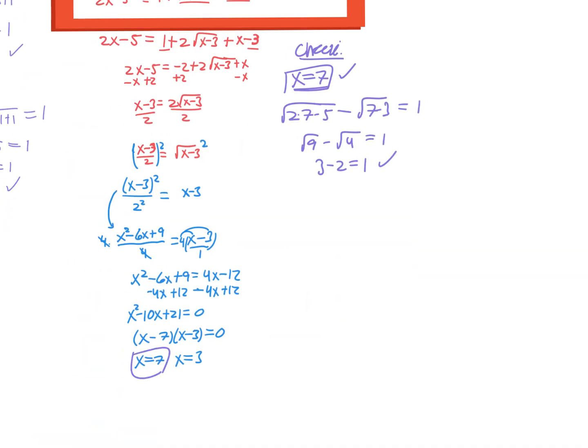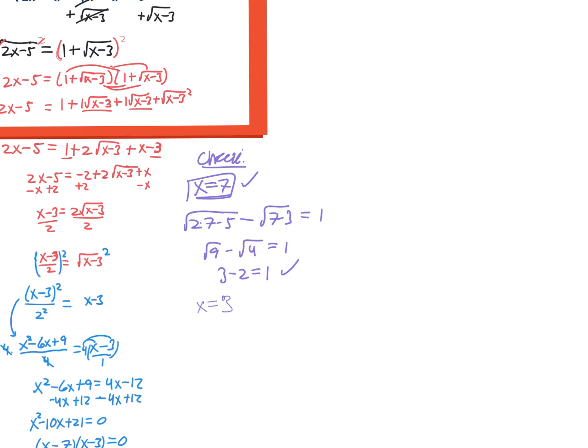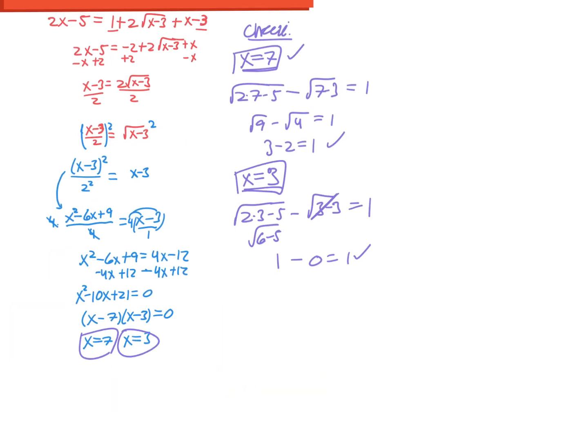So x equals 7 is a valid answer. I'm going to circle that one, or box it. And then x equals 3. Let's check that one. It's going to be 2 times 3 minus 5 underneath the radical, minus the square root of 3 minus 3 equals 1. So we get 6 minus 5, which is 1, so the square root of 1, which is 1, minus 3 minus 3 is 0, square root of 0 is just 0. And I get 1 minus 0 equals 1, which does work as well. So x equals 3 works too. Both of these work.